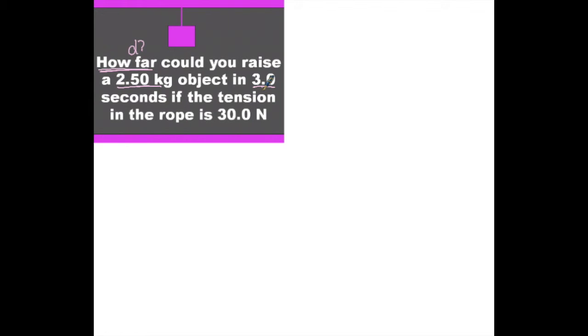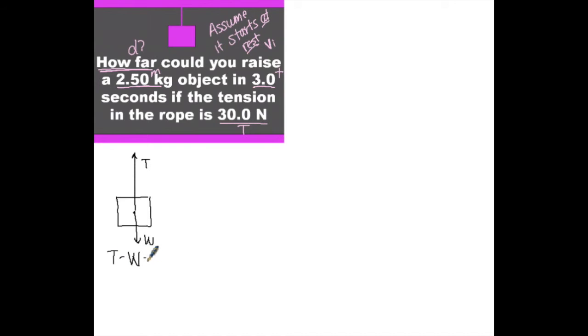So I'm looking for how far, that's a distance, kilograms measures mass, seconds measures time, and it says the tension is 30. And I said to assume it starts from rest, so you also know that V initial is 0. Every diagram has weight, and this one is a rope, accelerating upward, tension in the rope. And it's accelerating up, so tension has to be bigger. So tension minus weight is the net force.